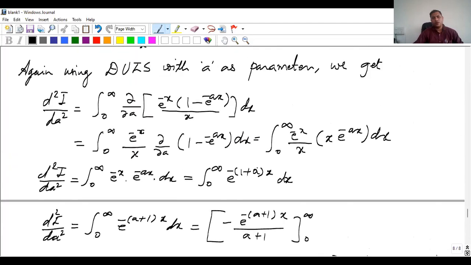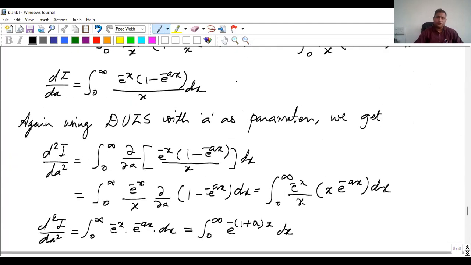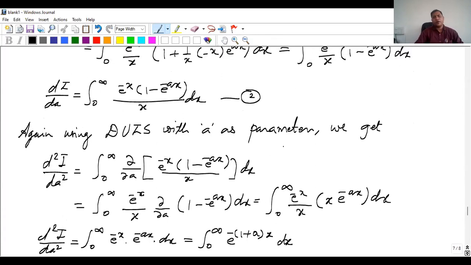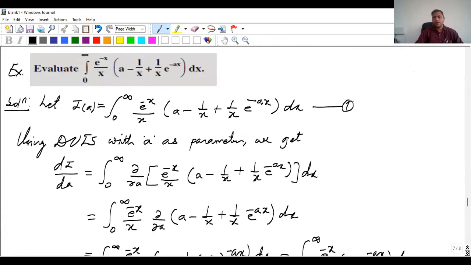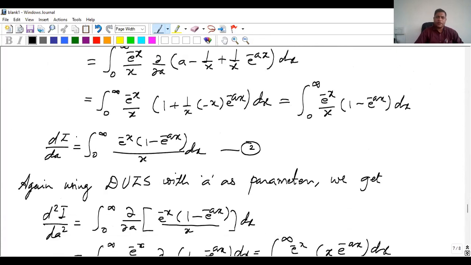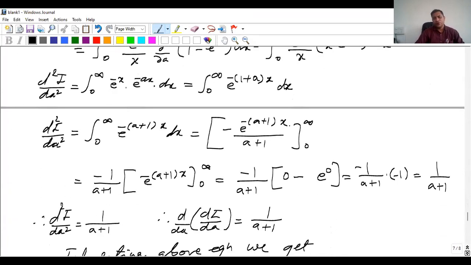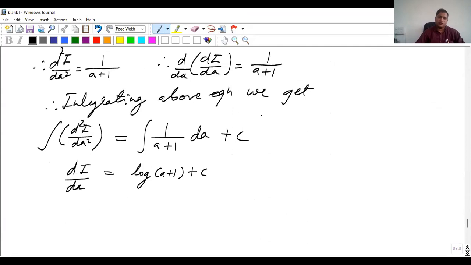Now here we have this is the integral, this equation 2. We can write, the given is equation 1. This dI/da is equation 2. Now we get this is equation 3. Okay. So I am integrating once, so I'll consider this as C1. Now we want to find the value of C1.